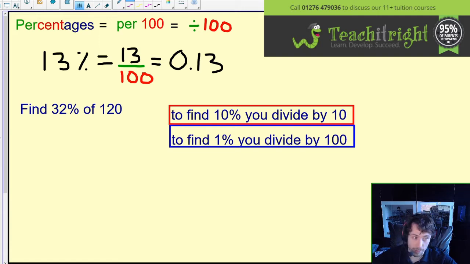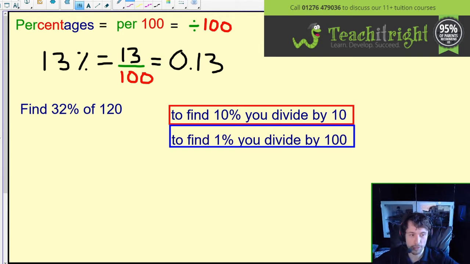Now, the next thing I want to talk about is how we actually find a percentage of an amount. This is the classic question: find 32% of 120. Even when we're talking about increases or decreases, the core skill is still finding a percentage, and then maybe as an extension, adding it on or subtracting it. So if you can find percentages of amounts, it unlocks an awful lot of question types.